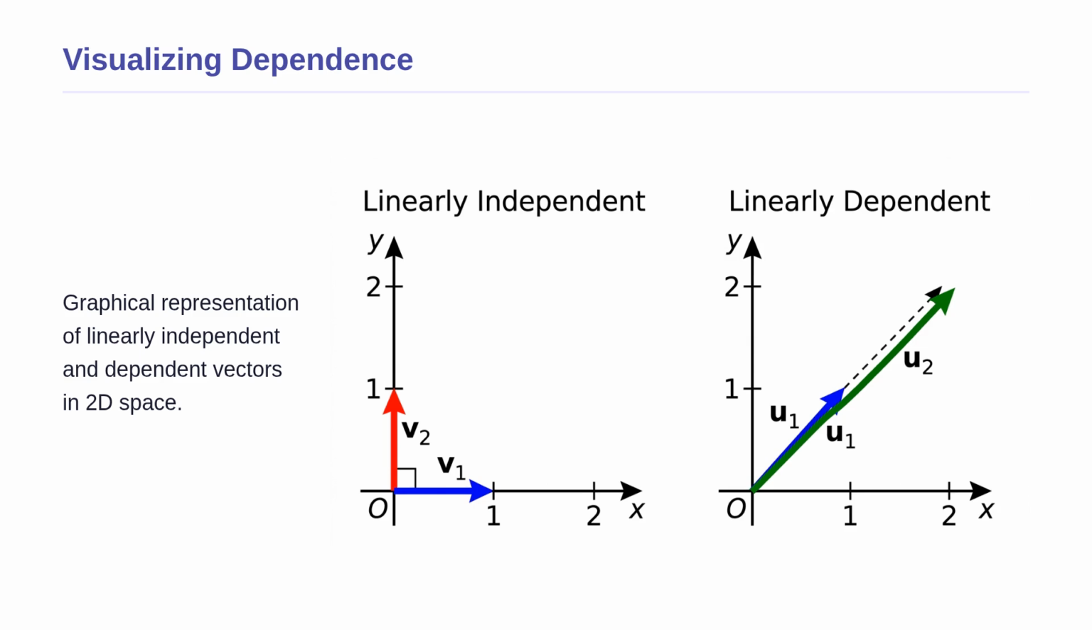Now look at the right side. We have vector u1 pointing diagonally. Vector u2 points in the exact same diagonal direction, just stretched twice as far. Because u2 lies on the exact same line as u1, it offers no new direction. It is redundant, making this set linearly dependent.